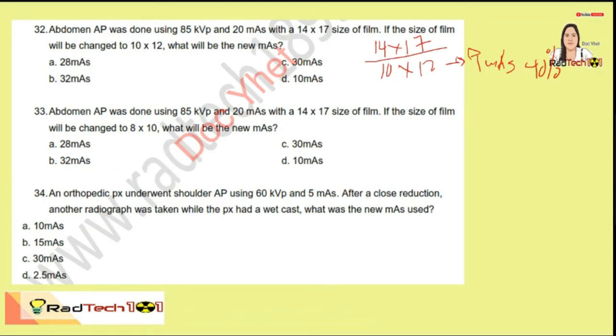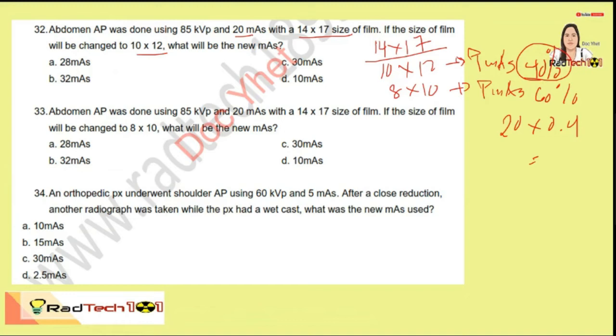And from 14 by 17, i-repeat natin yung exposure using a smaller field size na 8 by 10. So the MAS will be increased by 60%. So dito, from 14 by 17 to 10 by 12, increase natin ang MAS by 40%. Ang MAS niya is 20, so 20 times 0.4, that is 8. Ang sabi dito increase, so 20 plus 8, that is 28.